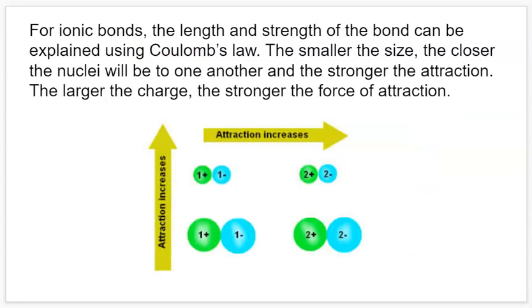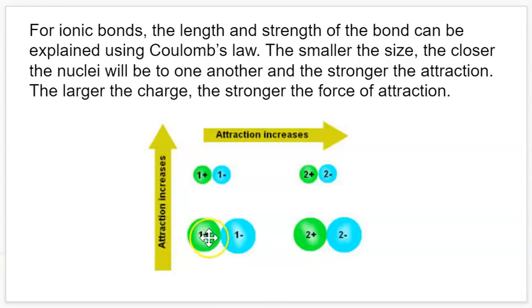For ionic bonds, the length and strength of the bond is pretty simply explained by Coulomb's law. Smaller atoms, which have a smaller distance to the nuclei, are going to have a stronger attraction to each other. Also, a larger charge on the ions, like a 2+ or 2- charge versus a 1+ or 1- charge, is going to have a stronger interaction as well. We see that in Coulomb's law, with Q1 times Q2 on the top. The more those charges increase, the more the force between them increases.